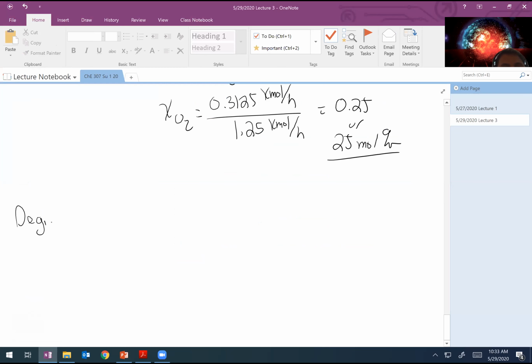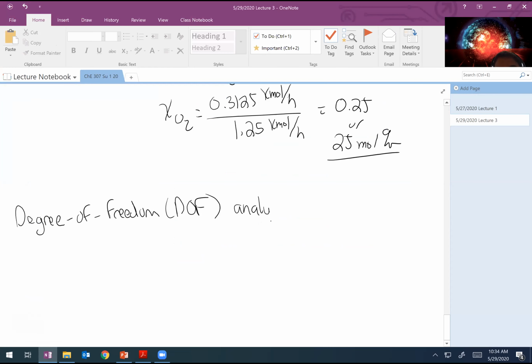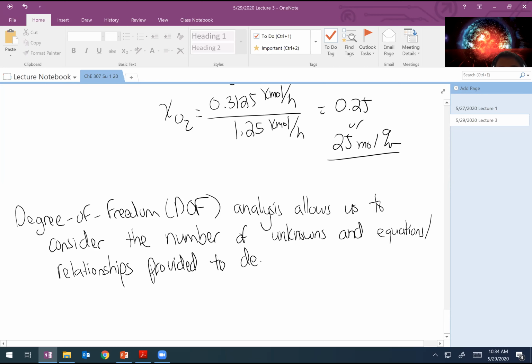So I can say my degree of freedom, which we call the DOF, allows us to consider the number of unknowns and equations/relationships provided to determine if a problem is solvable. Because if there's too many unknowns and not enough givens, you really can't do much, and the problem becomes unspecified, and it's not solvable because there's no one solution.